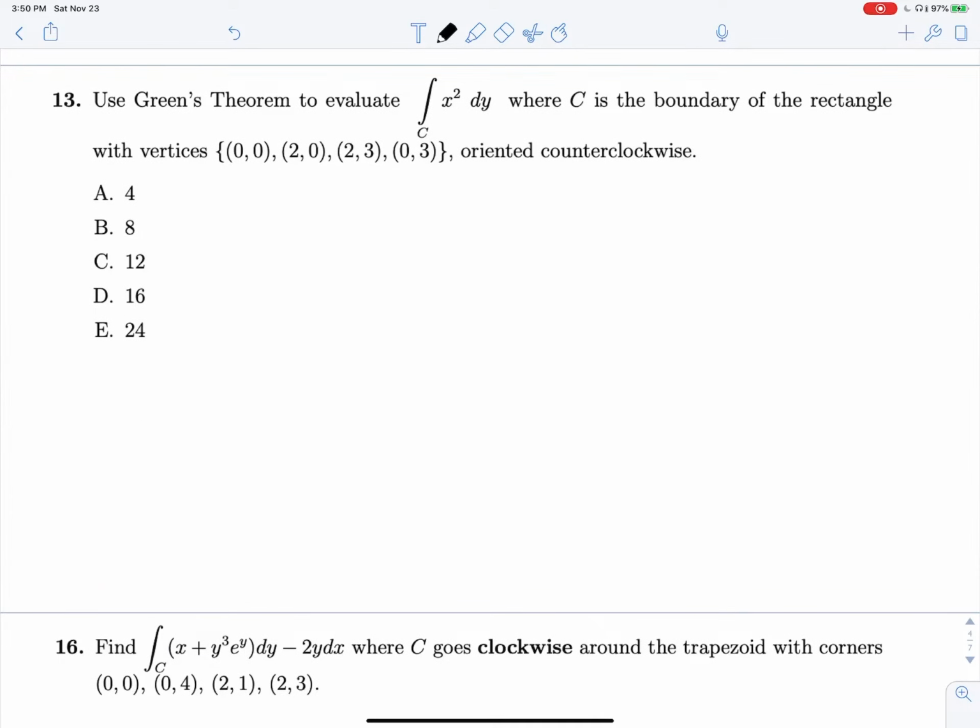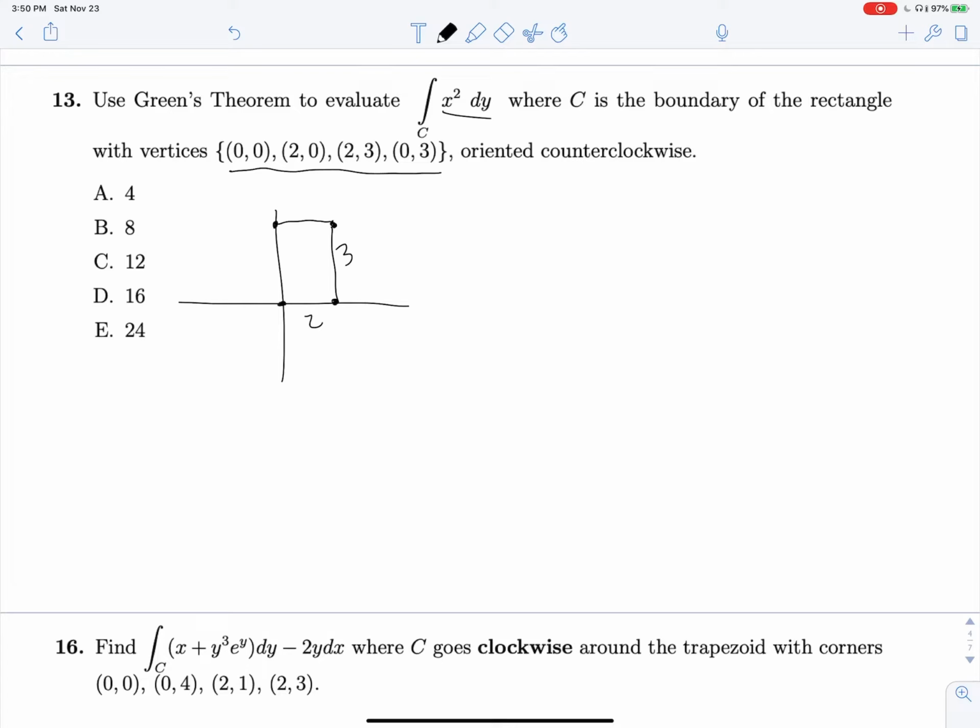Okay, we're using Green's theorem to evaluate this guy, where C is the boundary of this rectangle. And so many coordinates there is a little confusing, so let's write it out. We have (0, 0), (2, 0), (2, 3), and (0, 3). So we're dealing with this 2 by 3 rectangle in here.